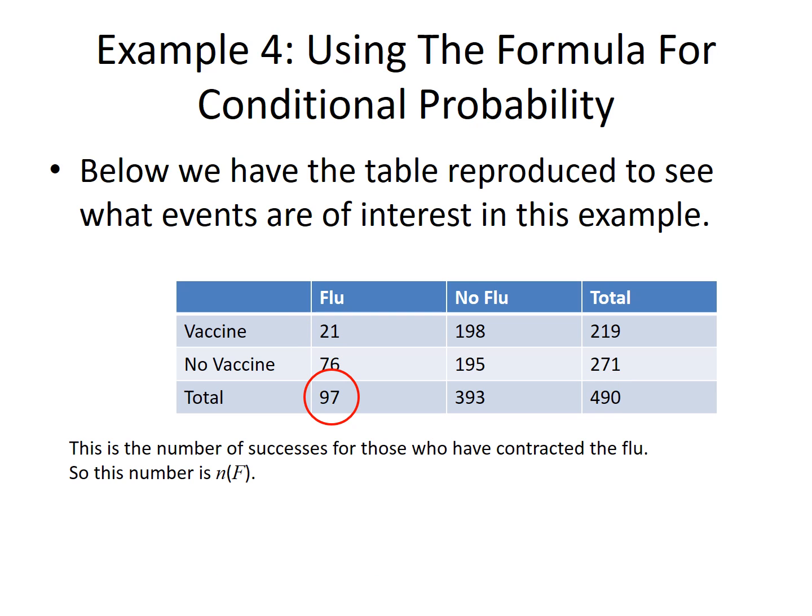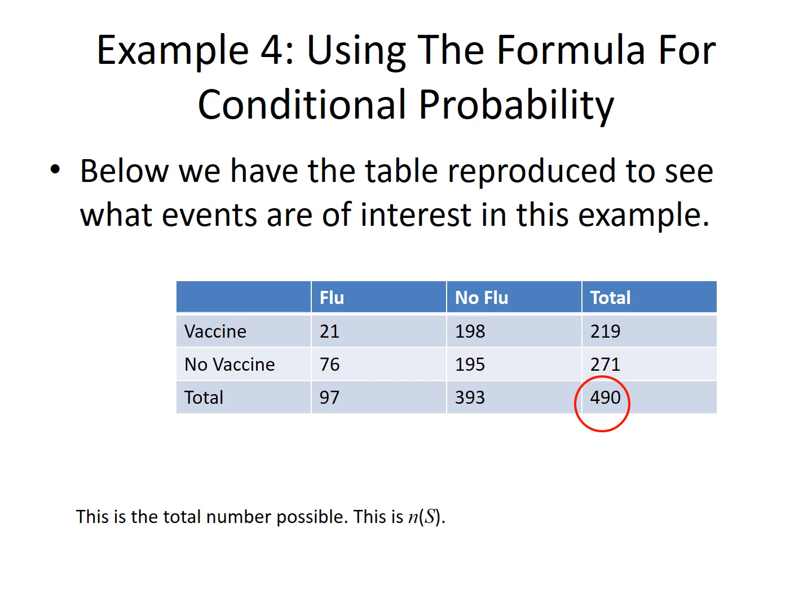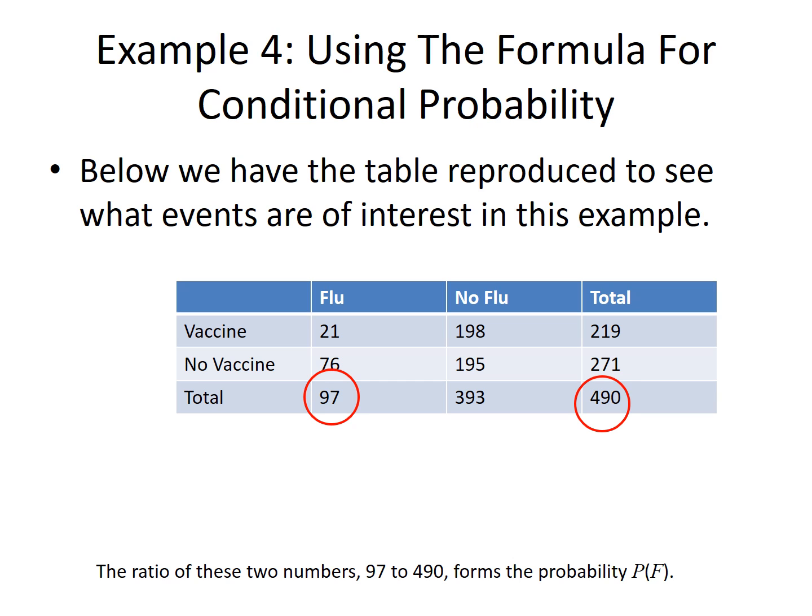But now we have 97 circled, and this is the number of successes for those who have contracted the flu. Whether they have the vaccine or not doesn't matter. These are the number of individuals who contracted the flu. So this is the number of people who contracted the flu. And again, this is the total number possible in our sample. And the ratio of these two numbers will form the probability of getting the flu.